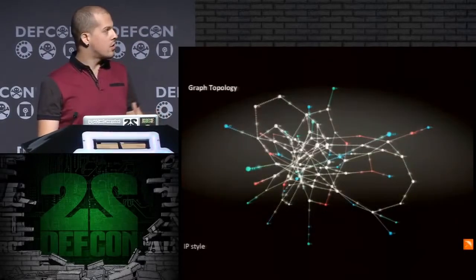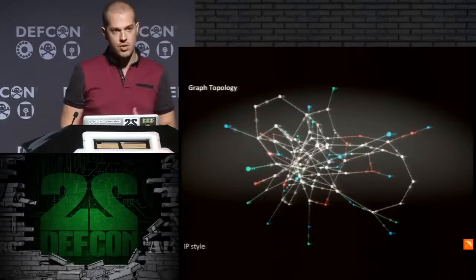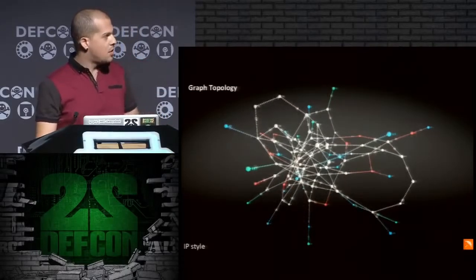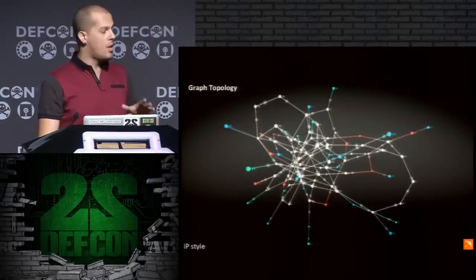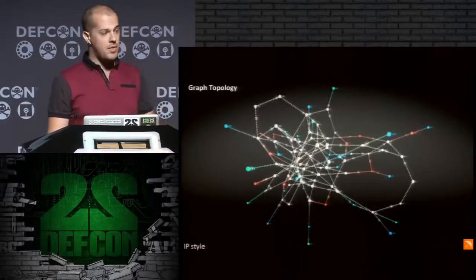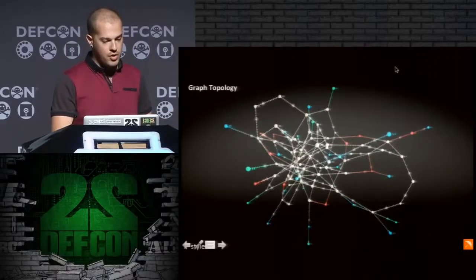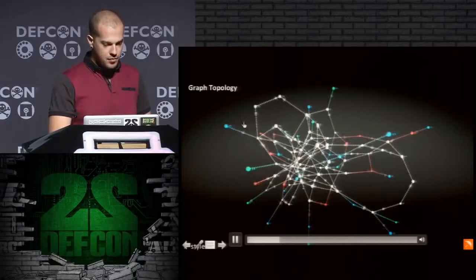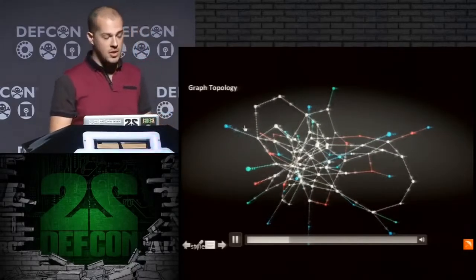So when we study graph topology, usually we're interested in different features. One of them is the degree of the nodes, the number of connections. And then we can classify all the nodes depending on the number of connections that they have. So as you can see here, there's a blue node. It's called a sink node because it only has incoming connections.